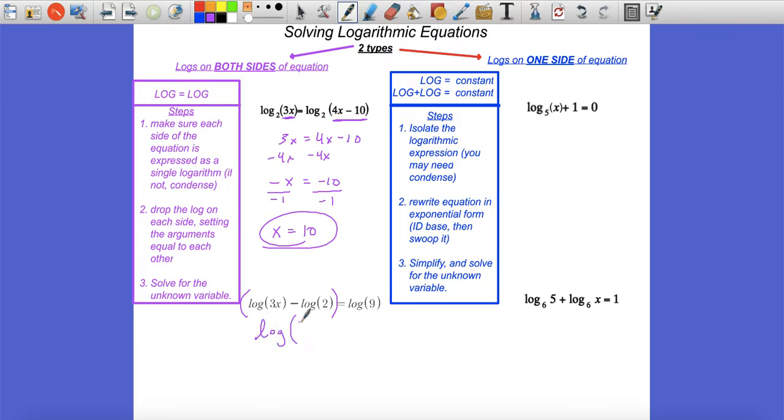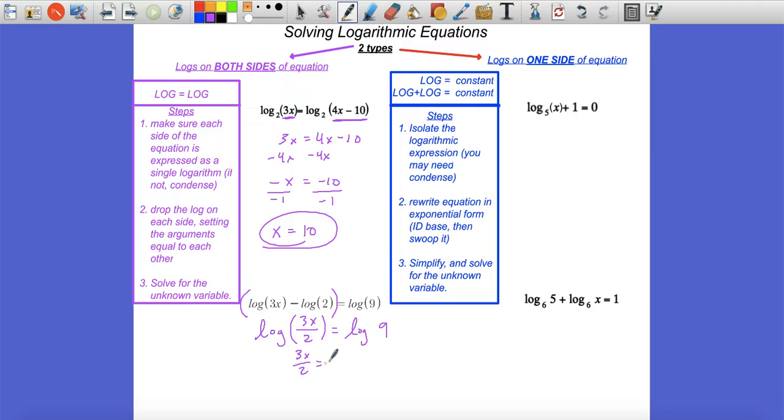We can write these as log of, remember, anything that's positive goes up top, so 3x up top. On bottom, we have the 2. So we have log of 3x over 2 equals log of 9. Now, since we have it down to a single log on each side, we can go on to step 2, drop our logs, then solve for x.